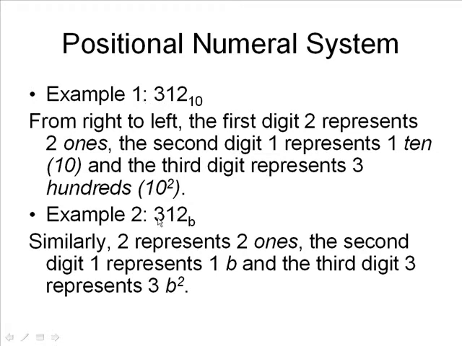Similarly, in this number to base b, from right to left, 2 represents 2 ones, 1 represents 1 b, and the third digit 3 represents 3 b squared. So from right to left, in a number in base b, those digits represent 1, b, b squared, b cubed, and so on.